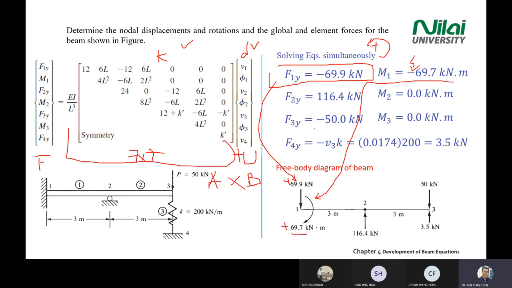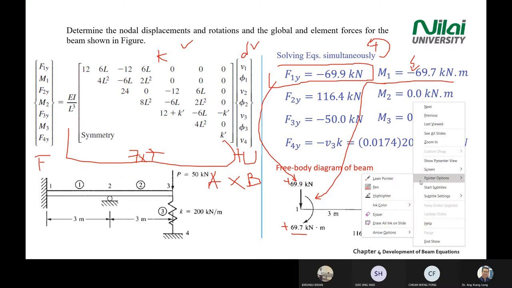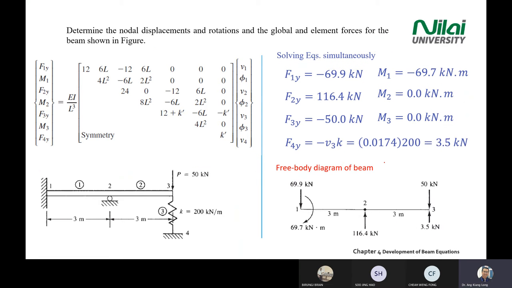Okay. Any question on the numbers that you see on the screen here? Anything that you don't know how to calculate? For example, point 4, you just use Hooke's law, because for the force in the spring, F equal to kx, right? For point number 3, you know how far this point is moving down. You know V3. So you take K times V3, you get the force of the spring. Because F equal to kx, Hooke's law for the spring.